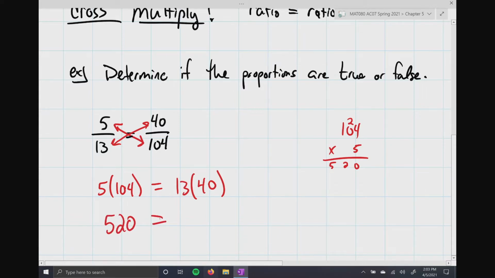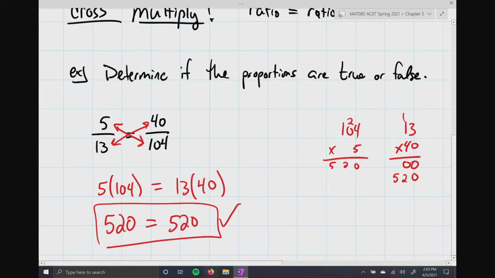Now, let's go ahead and do 13 times 40. Four times 3 is 12, carry the 1. 4 times 1 is 4, plus 1 more is 5. So because the left and the right sides equal each other, this is true. Okay?